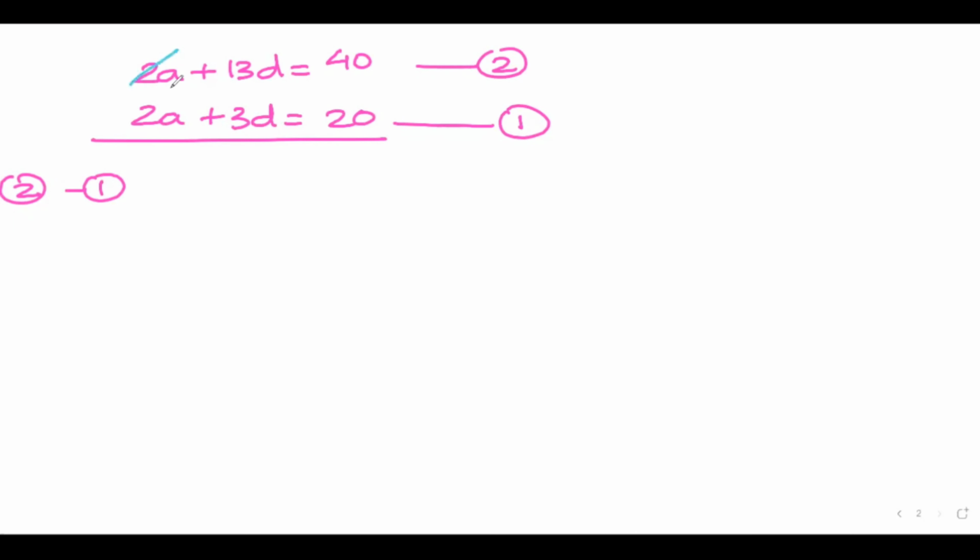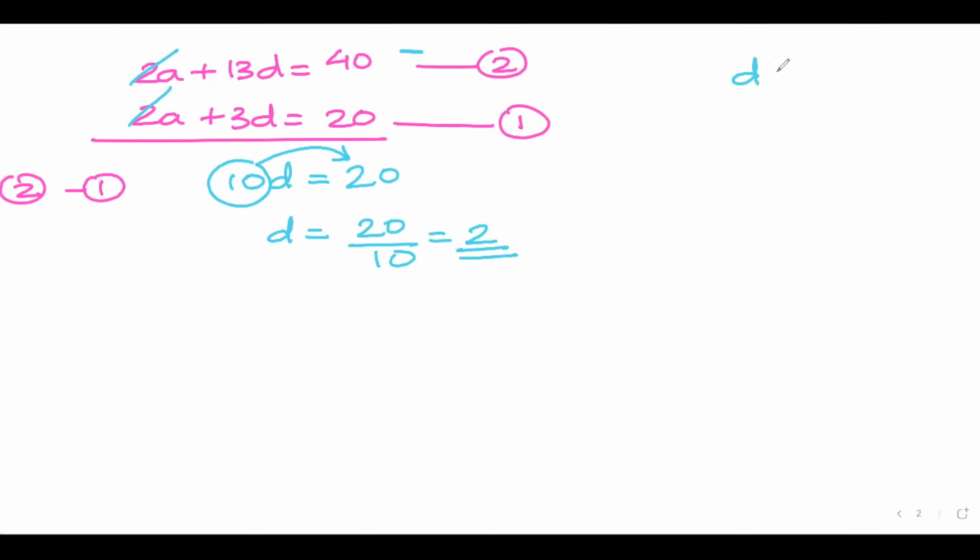See, 2a is common here. We are doing subtraction, so 2a will get cancelled. 13d minus 3d, that is 10d, is equal to 20. Now we will get d as 20 by 10. Actually, we are taking this 10 to the other side. 20 by 10 is 2. So we got d, the common difference, as 2.